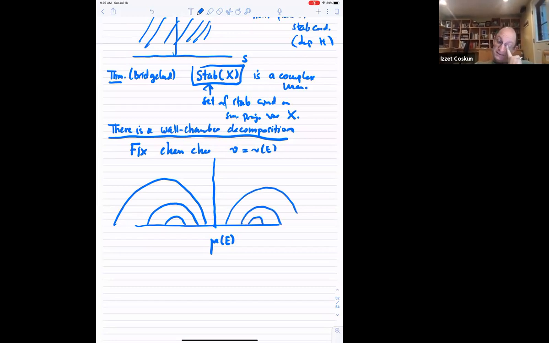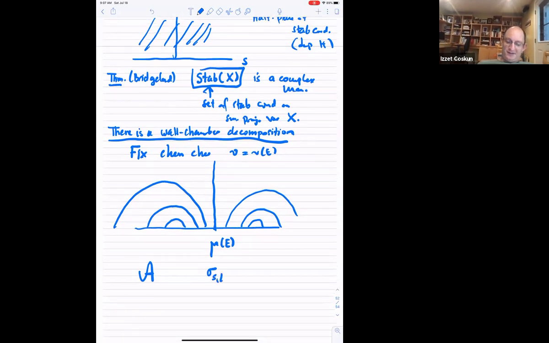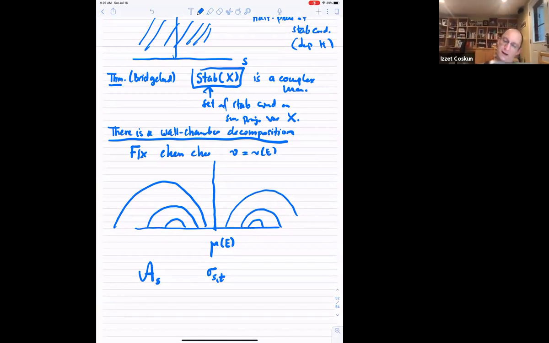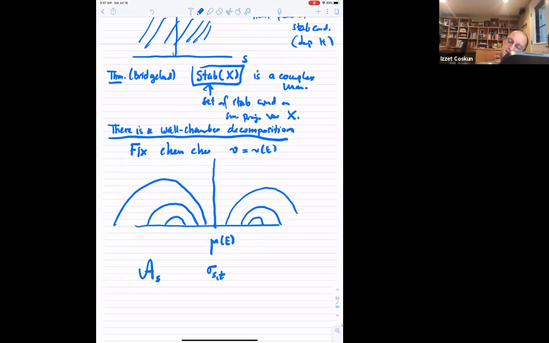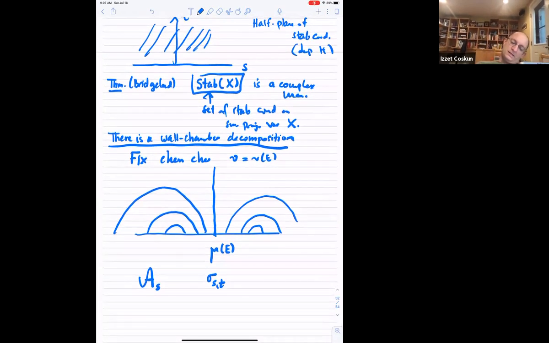Let me draw it suggestively like this. There is a wall and chamber decomposition. And the way you should think about it is, what is this? What you see is that I have my category A_S, and the function depends on S and T. In each case, I can ask, what are the sigma_{S,T} semi-stable objects in A_S?